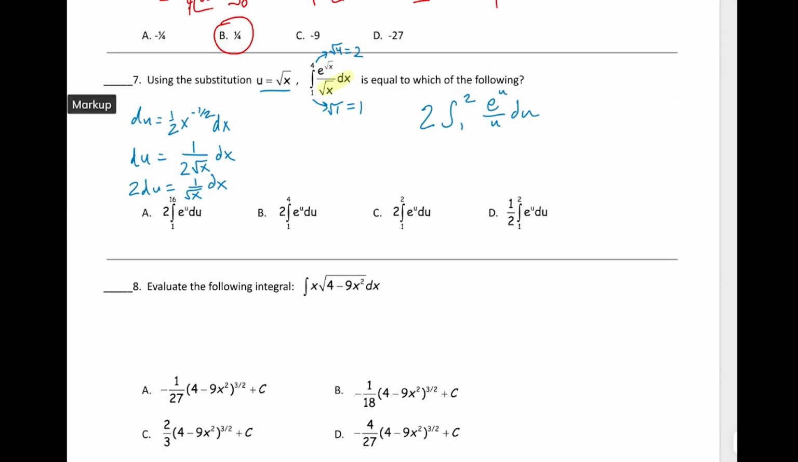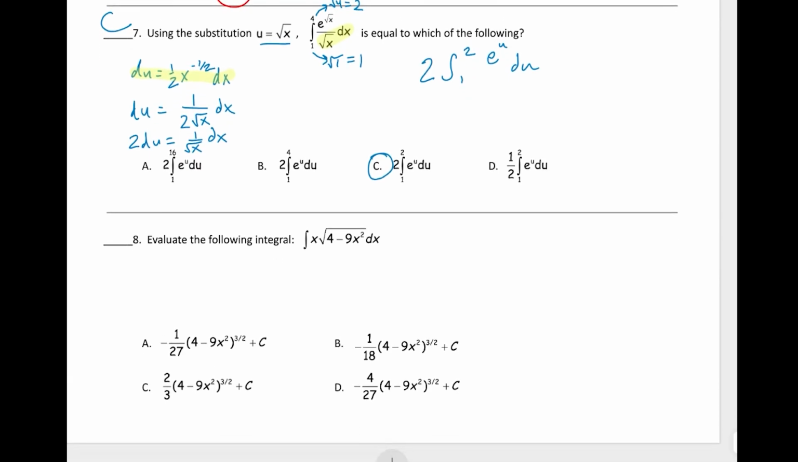Okay, the 1 over root x dx we're replacing with the du. So we actually have an erroneous u here. We don't need that u. Divide by u, it's just going to be e to the u du. And so now we'll be able to find our answer here. So it's 2 times the integral from 1 to 2 of e to the u du. That is going to be c.